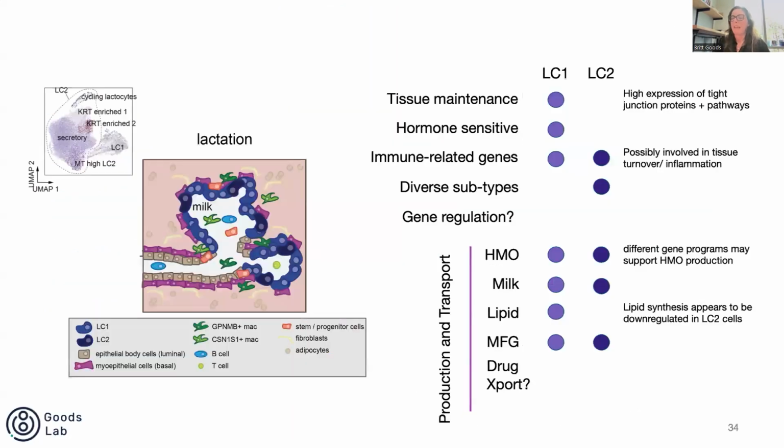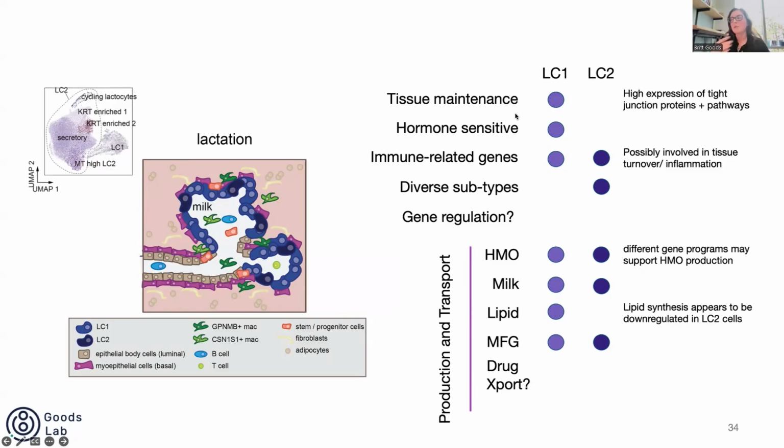Just to summarize everything I've talked about so far before I jump into the next part of the talk. If you remember, here's our nice picture of what the mammary gland looks like during lactation, indicating all the different cell types. You can see our LC1s and our LC2s, and I've also reproduced the original UMAP representation of our single cell data here, where you have our LC1s here and our bigger population of LC2s.